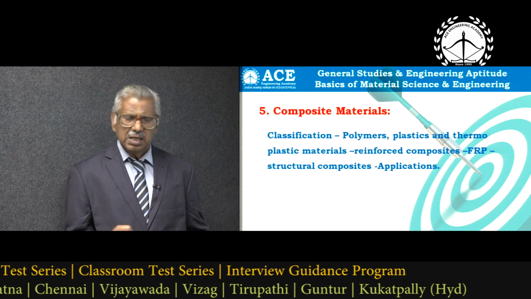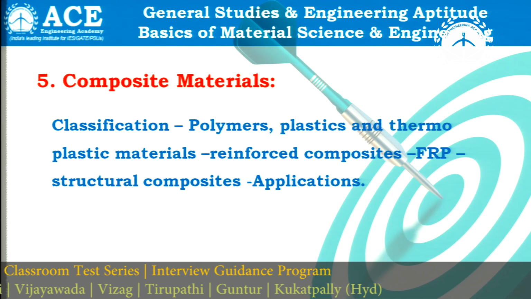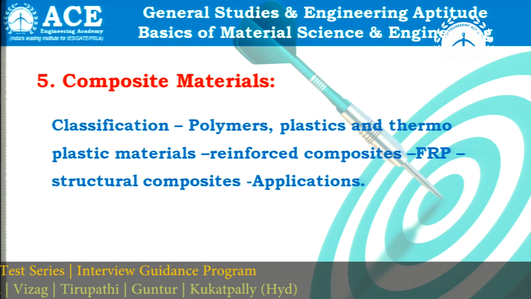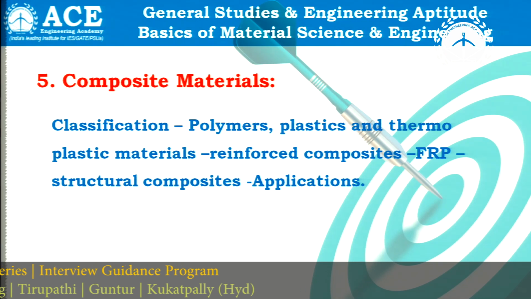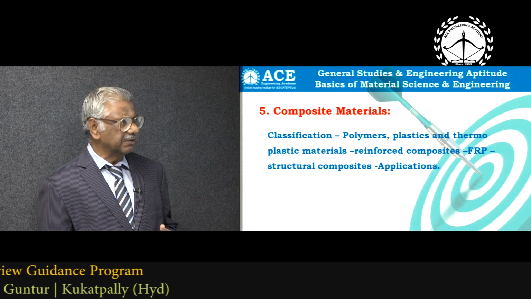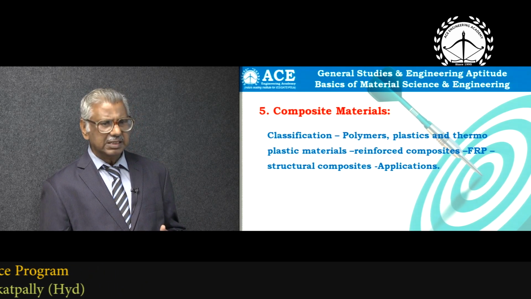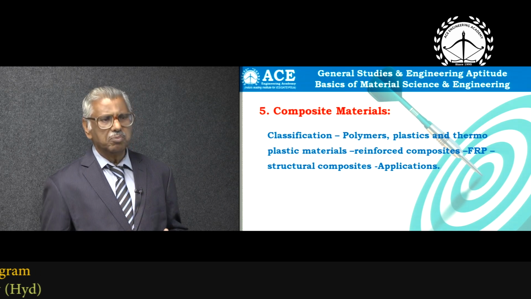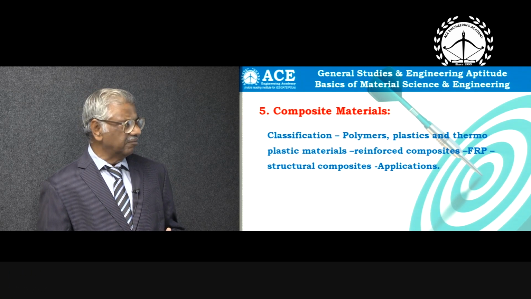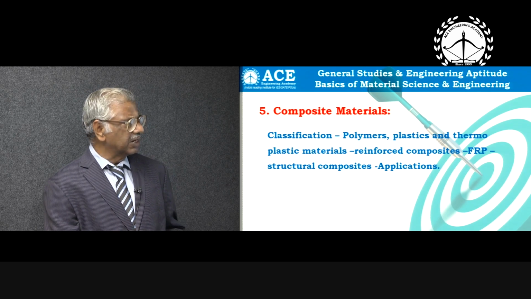Now let us look at the material extensively used in the last few decades in the construction industry, in the automobile industry, etc., which is the composite materials. And what are they basically? Mostly polymers, which are further classified into plastics and thermoplastic materials, then reinforced composites, your FRP, fiber reinforced plastics, and then structural composites, and of course their applications as you look at it.